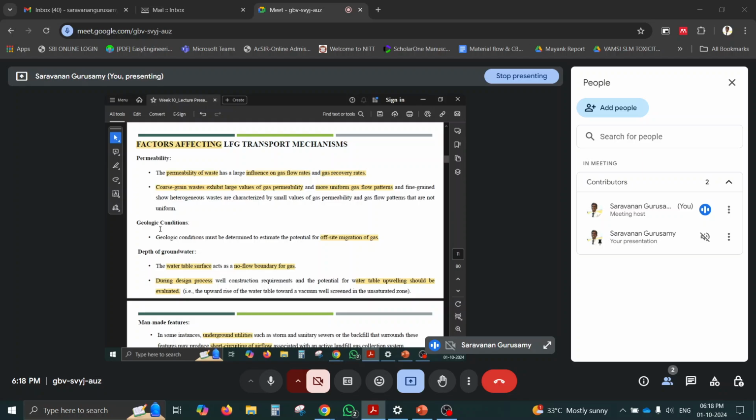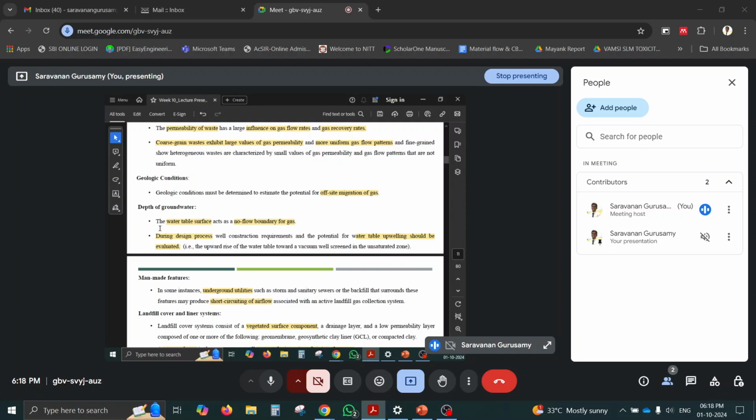Okay. Then the geological condition. The geological condition is determined to estimate the potential of off-site migration of the gases. The landfill is a contained system, but what are the underground and sideways geological conditions? The historical rock or geological pattern will also affect the movement of the gases.